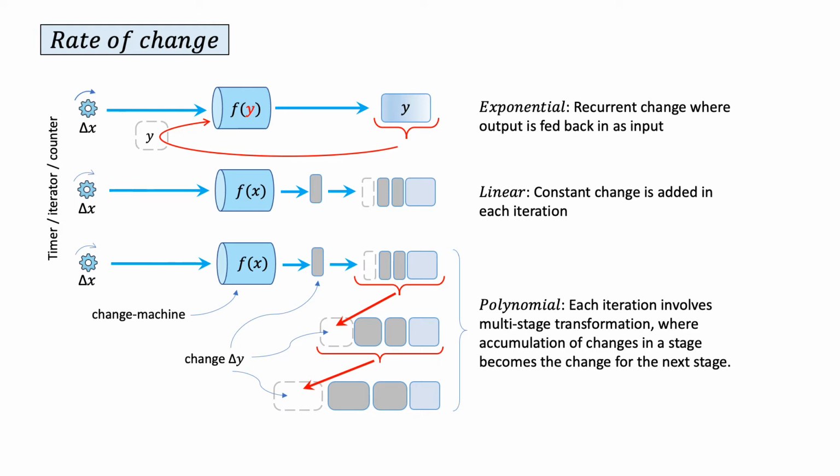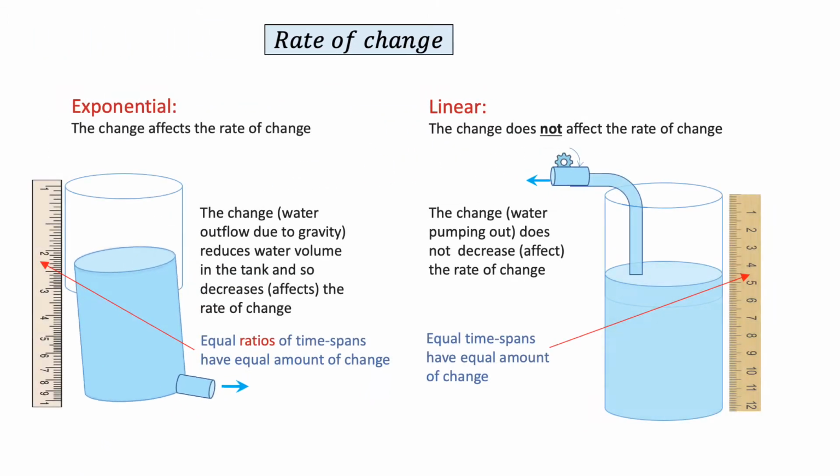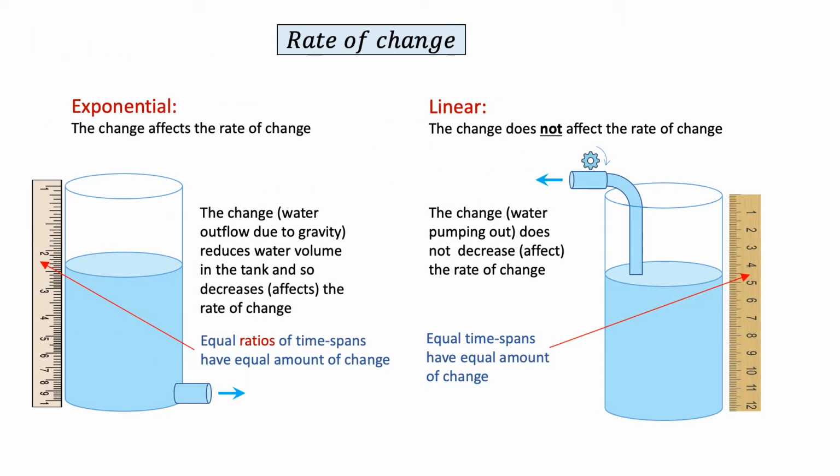Polynomial change happens through accumulations of linear change. Here, the second level is a quadratic change and the third one is a cubic change. Here, the exponential change is contrasted with the linear change. On the left, we have a water tank where the rate of water being drawn out is dependent on the pressure of the water at the bottom of the tank, which in turn depends on the volume of the water, which again is being changed by the outflow.